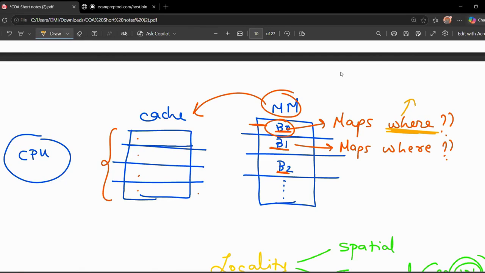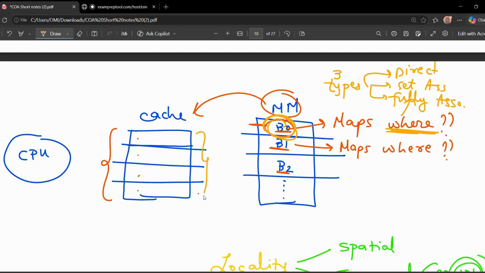It is given by three types of mapping: direct mapping, then set associative, and fully associative. Each method will say where this block has to map, out of these four blocks.